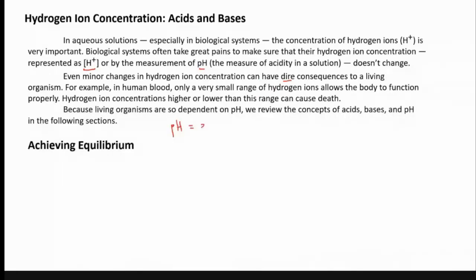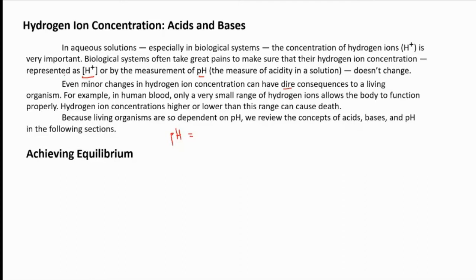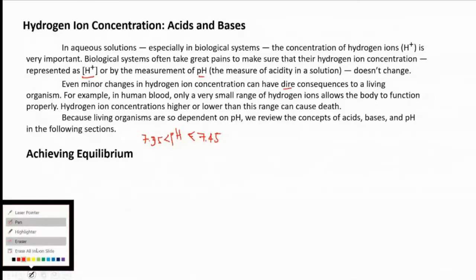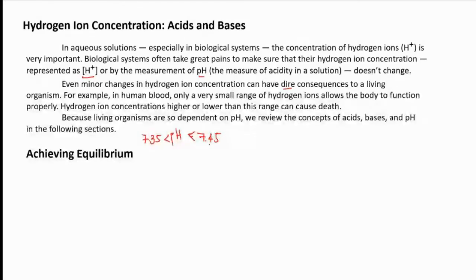Even minor changes in hydrogen ion concentration can have dire consequences for a living organism. For example, in human blood, only a very small range of hydrogen ion allows it to function properly. The pH of blood is in the range of 7.35 to 7.45, so 7.4 is the physiological pH. If it drops even a little, there will be a drastic effect. We get sick if the pH of human blood changes, either lower or higher than this range. Because living organisms are so dependent on pH, we review the concepts of acids, bases, and pH in the following section.